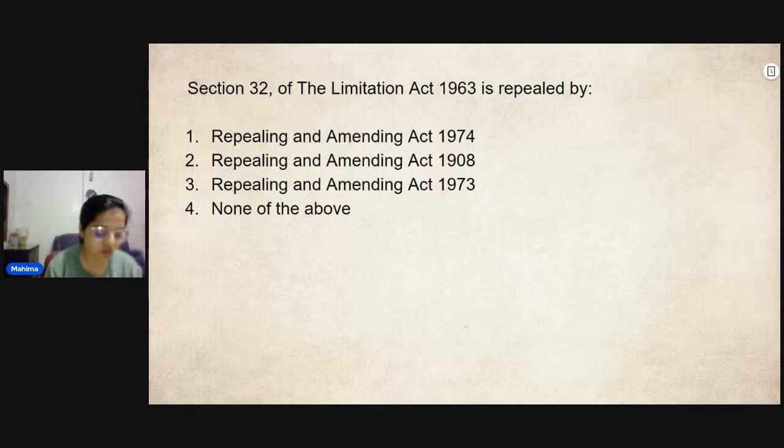Section 32 of the Limitation Act. We started from the back today. I'm waiting for the other three people to answer. Take your time and answer the question, and then I'll move ahead. Come on.